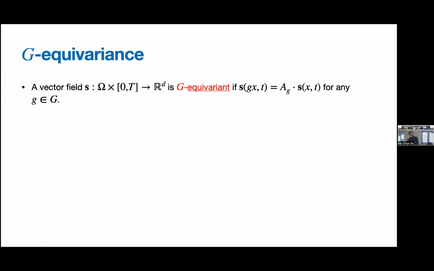Okay, so in addition to G invariance, we want to introduce the notion of G equivariance. We say a vector field S is G equivariant if it respects the group actions in this sense. In particular, if the probability measure is G invariant, then its score function, which is defined as the gradient of the log of the density, can be shown to be G equivariant.